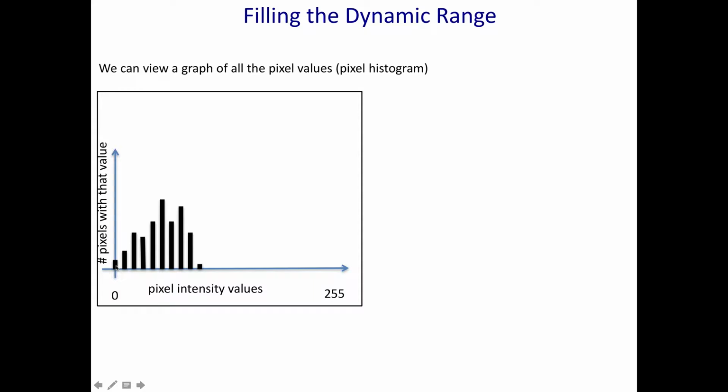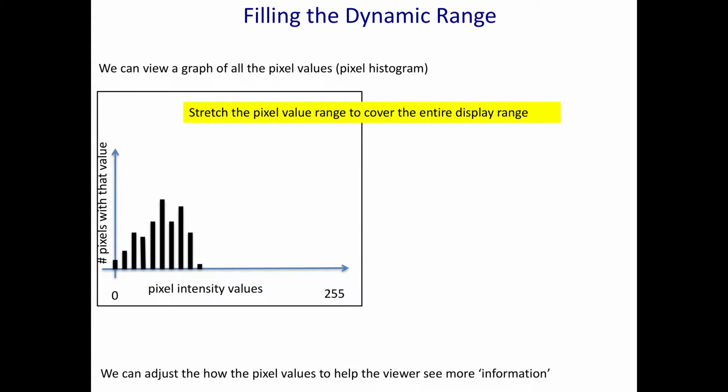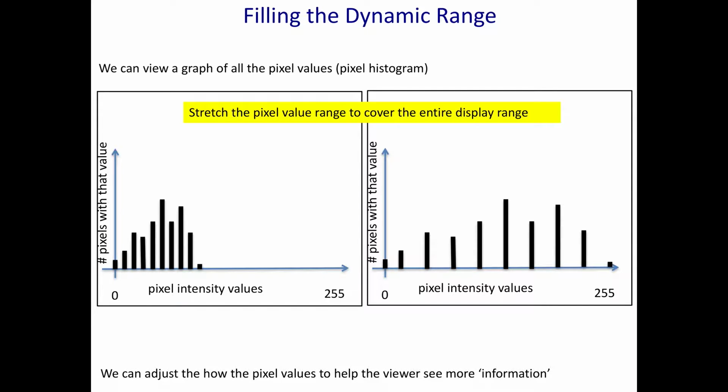Now, if our histogram looks like this, what we can do to help the reader is adjust the pixel values so the viewer can see more of the information that's in there. And we do that by stretching the pixel values to cover the entire display range. So we take a histogram that looks like this and turn it into a histogram that looks like this, where our highest pixel value is set to 255, our lowest one is set to 0, and our other values are remapped linearly along the 255 different intensity value possibilities.